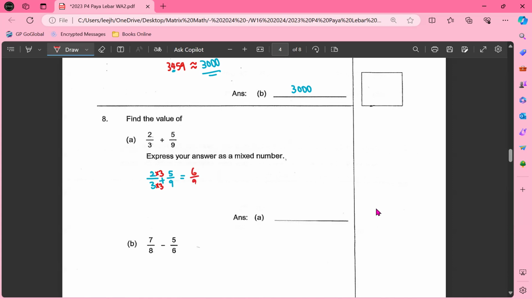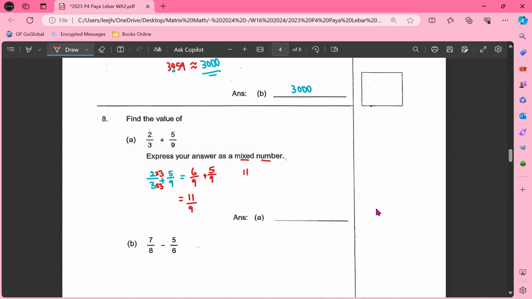So 6 over 9, it becomes 6/9, okay? Plus this one, 5 over 9, you didn't do anything, but you still must write it down, okay? Equals 6 plus 5, 11 over 9. So what is 11 over 9? It's an improper fraction. So I want it as a mixed number.